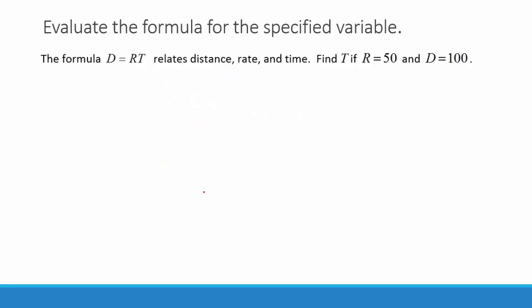The formula D equals RT relates distance, rate, and time. Find T, or time, if the rate, or R, is 50 and the distance, D, is 100. First, write the formula. D equals RT. We want to know T, so we will replace the variables D and R with the values that are given. We will replace R with 50 and we will replace D with 100.